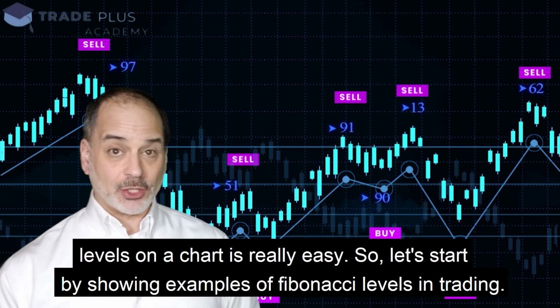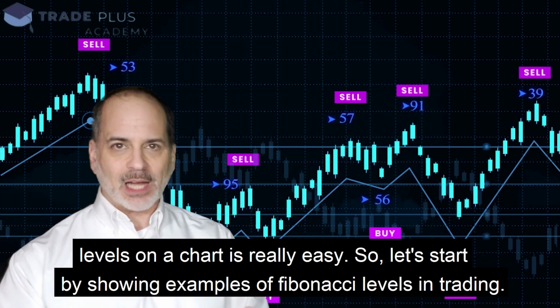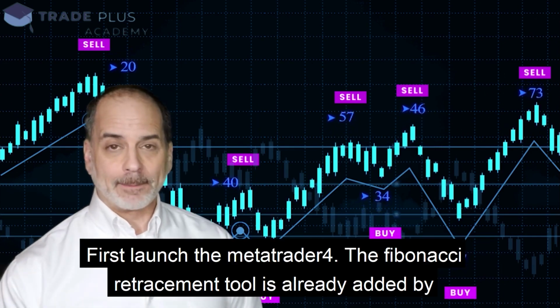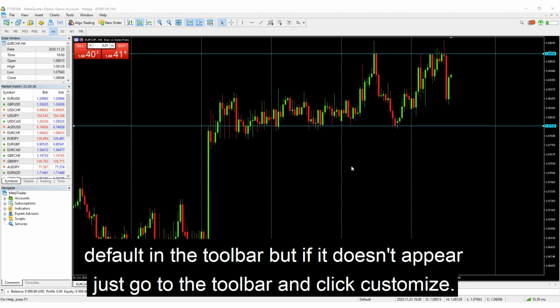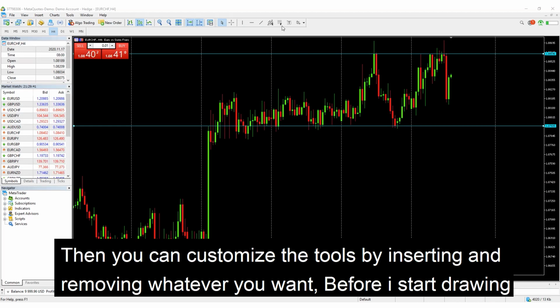Drawing Fibonacci levels on a chart is really easy. So let's start by showing examples of Fibonacci levels in trading. First, launch the MetaTrader 4. The Fibonacci retracement tool is already added by default in the toolbar, but if it doesn't appear, just go to the toolbar and click Customize. Then you can customize the tools by inserting and removing whatever you want.